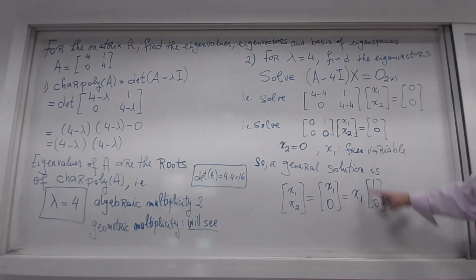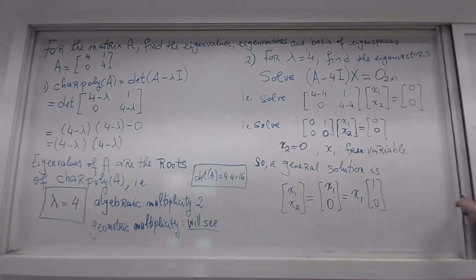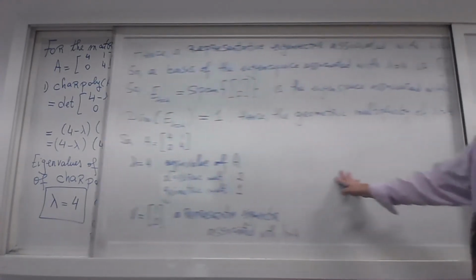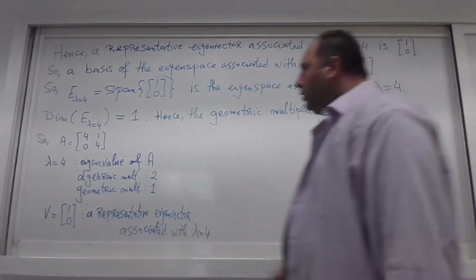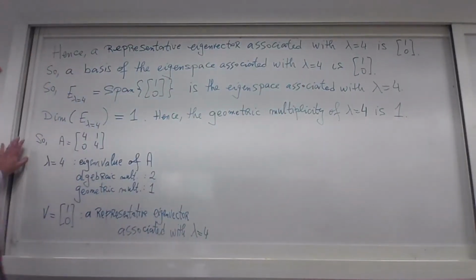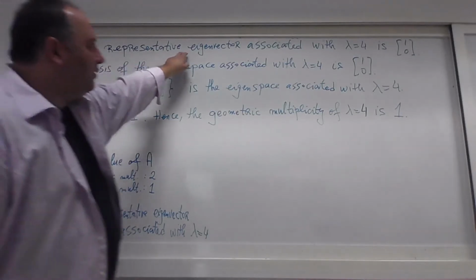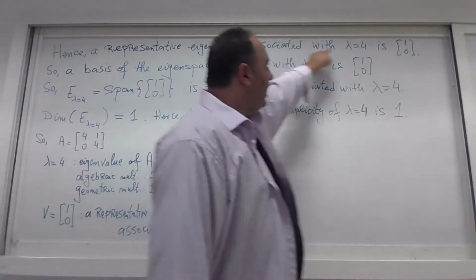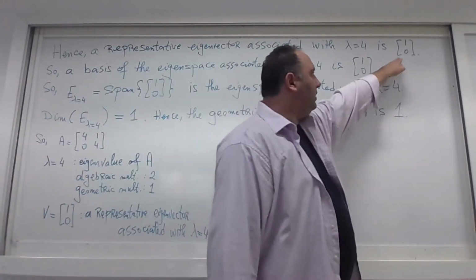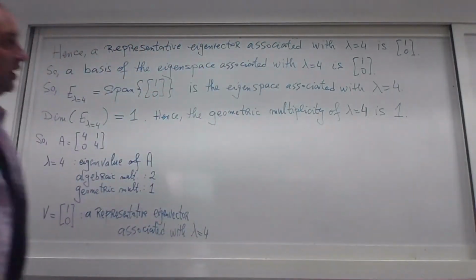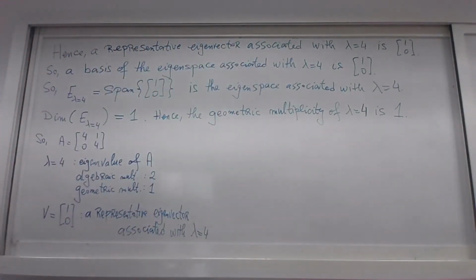So this will be my eigenvector. I call it a representative eigenvector, and you will see why, because any scalar multiple of this guy except 0 is also an eigenvector. So a representative eigenvector associated with eigenvalue 4 is (1, 0). Obviously (7, 0) is fine also. (-11, 0) is fine. It's just one of the guys that generates the eigenspace.